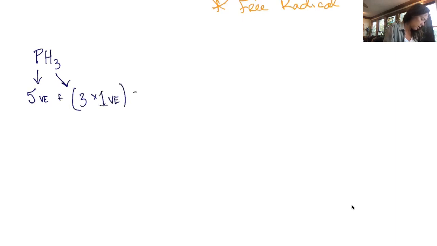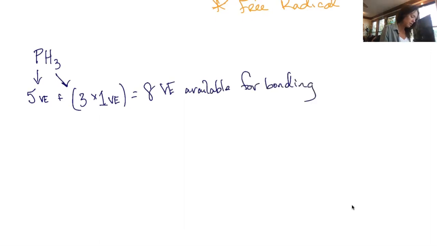That gives us a total of 8 valence electrons available for bonding. I must use all 8. Nothing more, nothing less. Stick to the rules. Let's see who's going to be in the center. Hydrogen, wherever it is, phosphorus will be. I'm going to put hydrogen here, and hydrogen here. I'm going to spread them out.